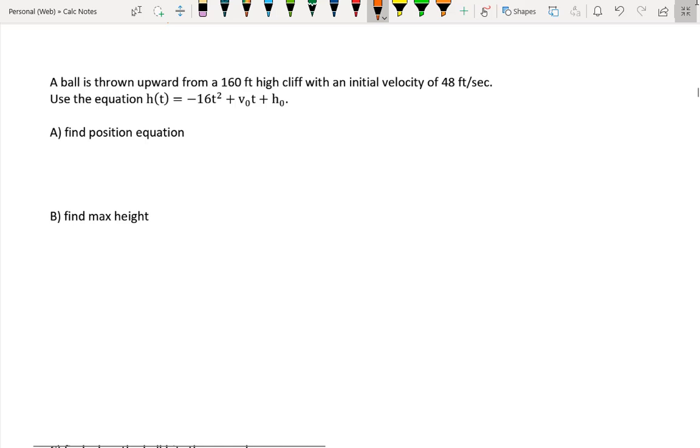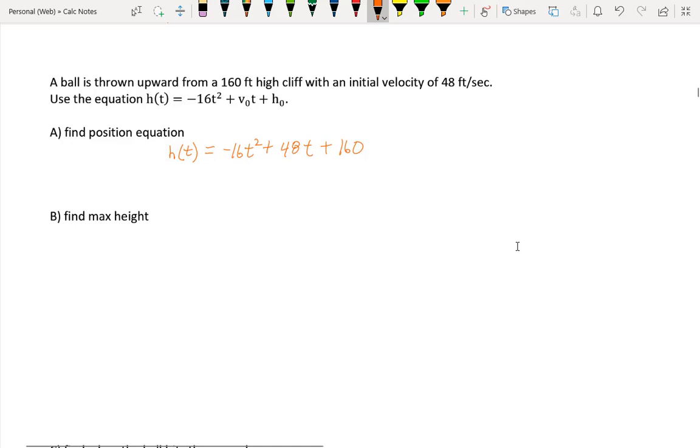Okay, so it says find the position equation. Now, usually a position, we think of it as s of t or x of t. In this case, I'm going to use what they gave me. I'm going to use h of t because we're talking about height here, so we're talking about up and down. So this would be negative 16t squared plus v sub 0, that's my velocity, so it's going to be 48 feet per second, and it was thrown up, so the 48 stays positive, 48t, plus h sub 0, which is your initial height, that's going to be 160. So there's my position equation.